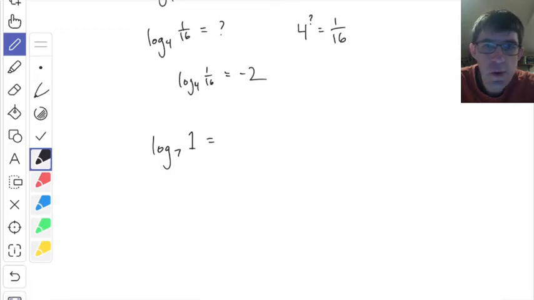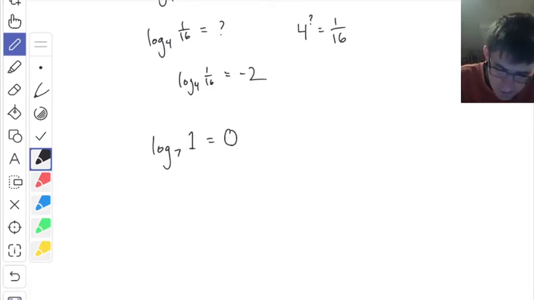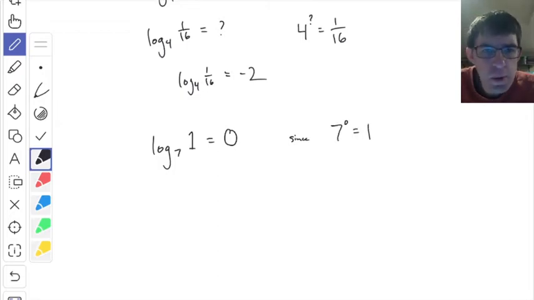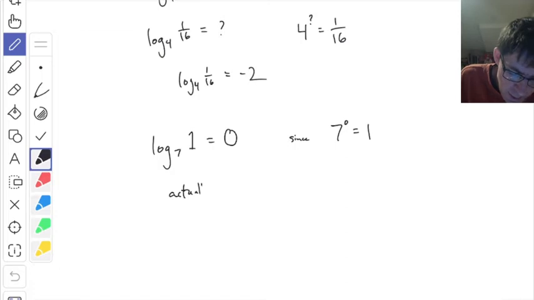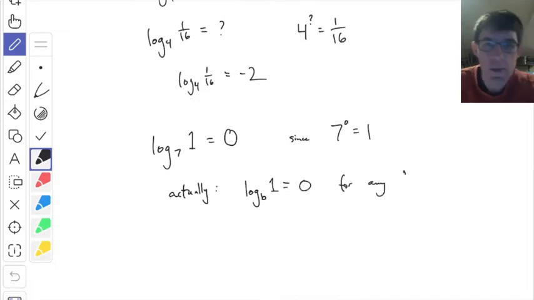Zero. Yeah, 7 to the 0 power equals 1, right? This is since 7 to the power 0 equals 1. Actually, anything to the power 0 equals 1, right? That's just true, this is not special about 7. So in fact, and this is a basic fact about any logarithm, log with base b of 1 equals 0 for any b. This is because anything to the 0 power equals 1. And so no matter what the base is, the log of 1 is always equal to 0. Right.